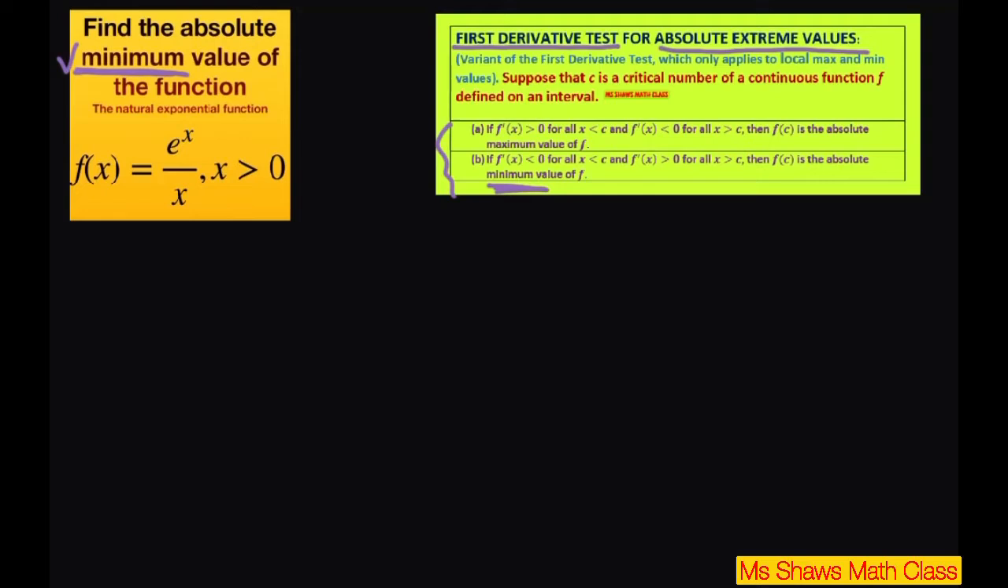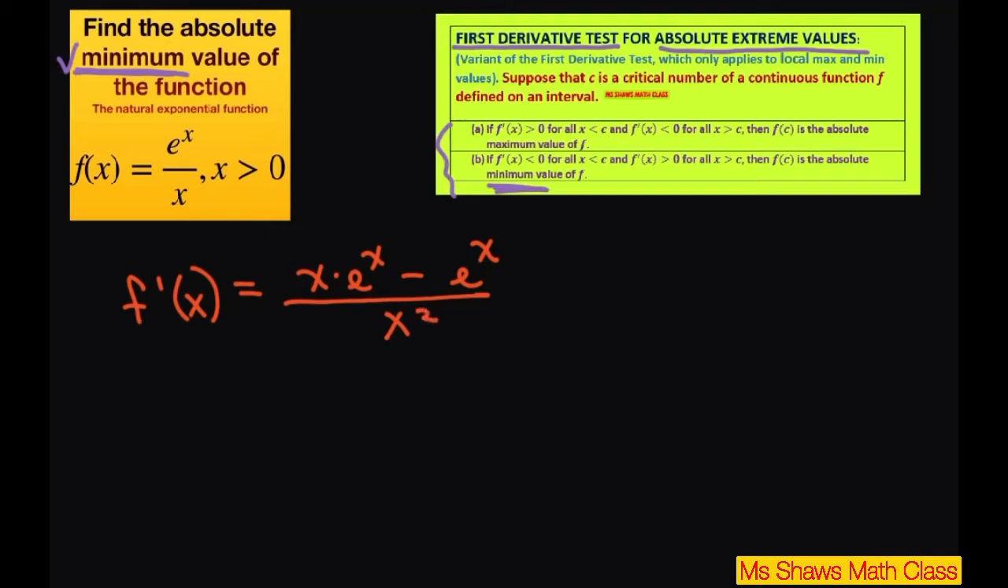So let's take our derivative of f of x, and we're using the quotient rule. So you copy down your x, then take the derivative of your numerator, minus your numerator times the derivative of the denominator, which is just 1, divided by x squared.